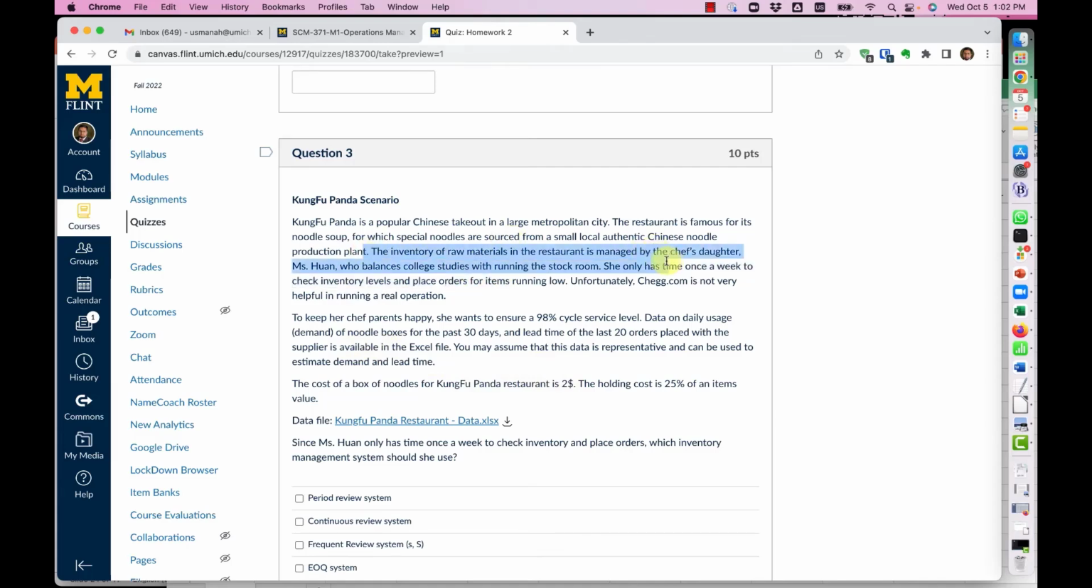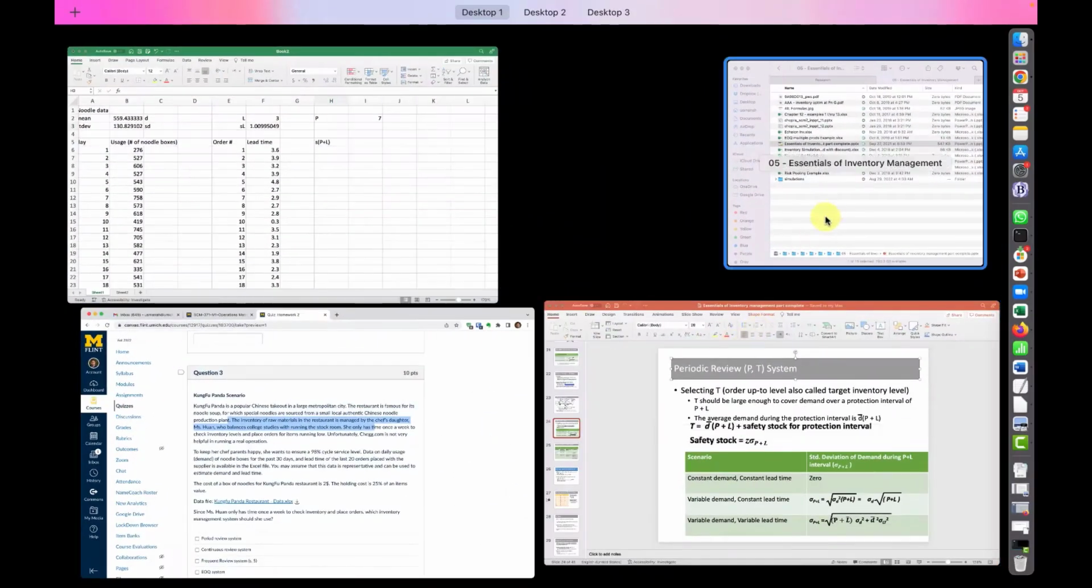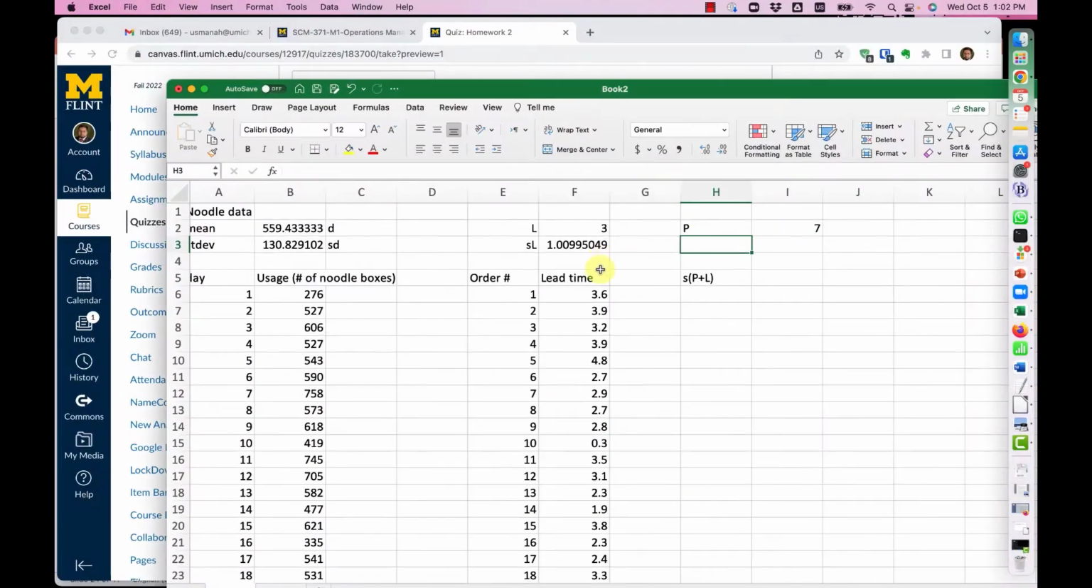Once a week to check inventory levels. So every 7 days inventory is checked. So that is P. Okay.